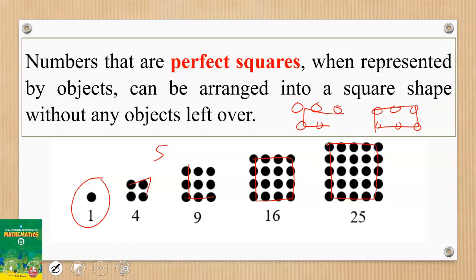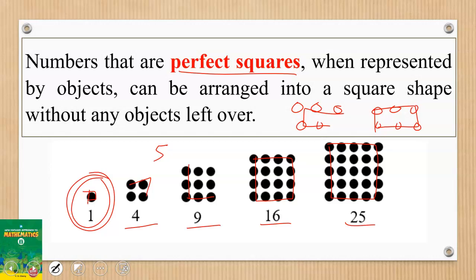And so these numbers that can arrange into a square shape without any object left behind, they are what we call perfect squares. Now, 1 also is a perfect square, though 1 is just a 1, and we can just keep it as a square for now. And you will understand why I'm saying 1 is a perfect square.